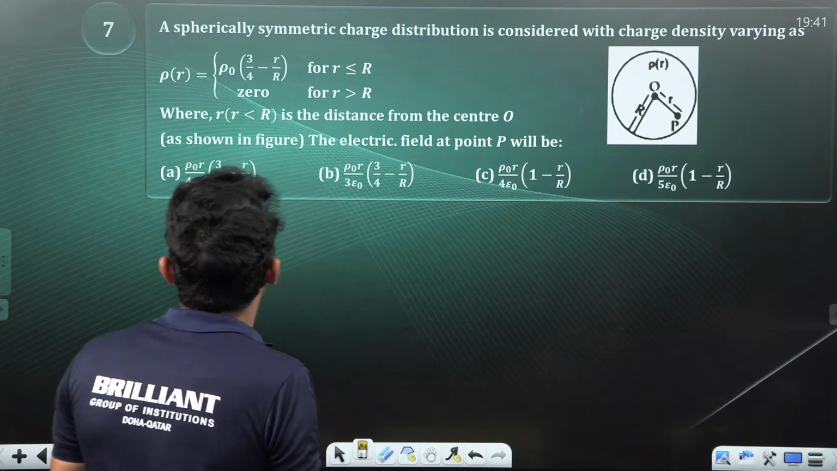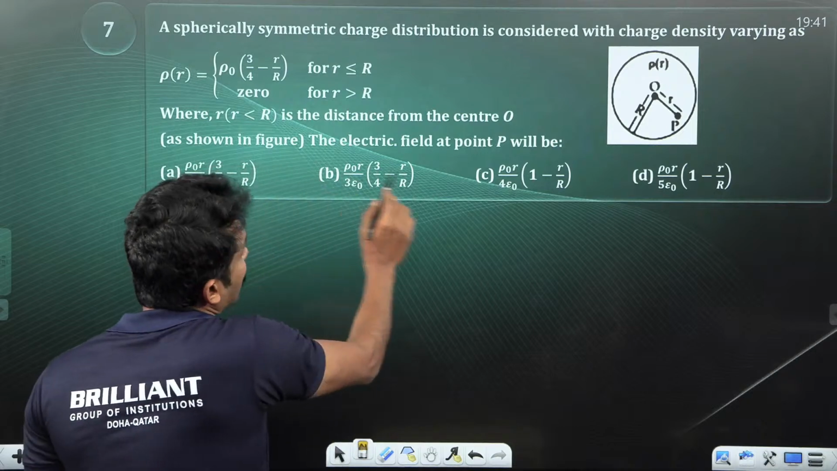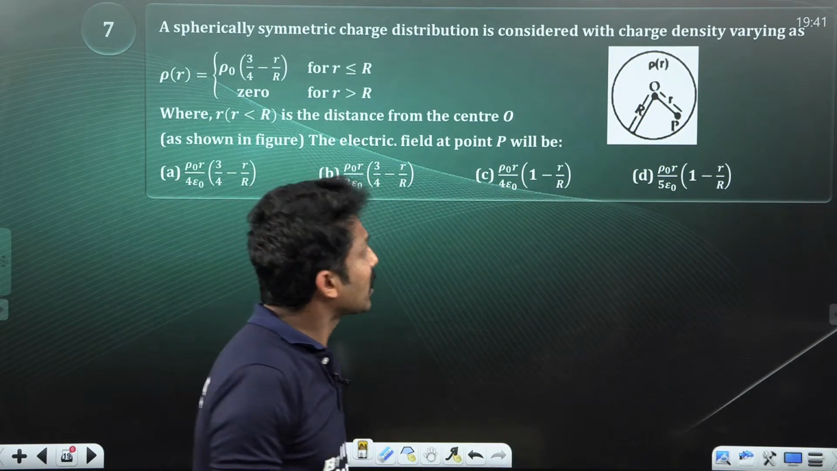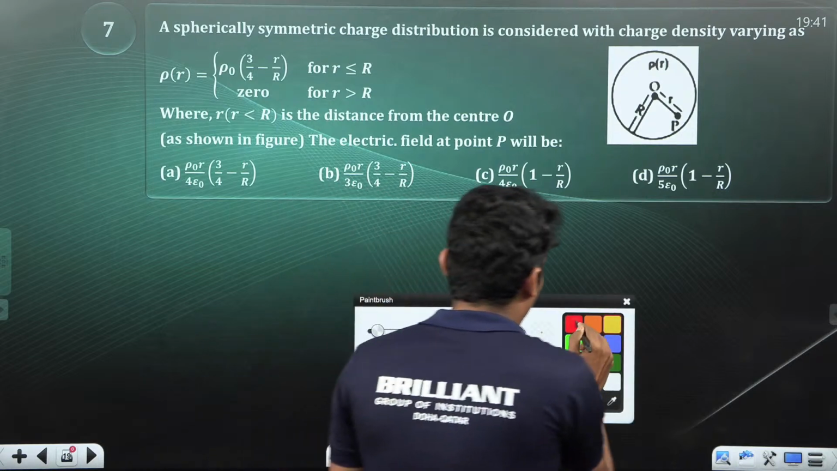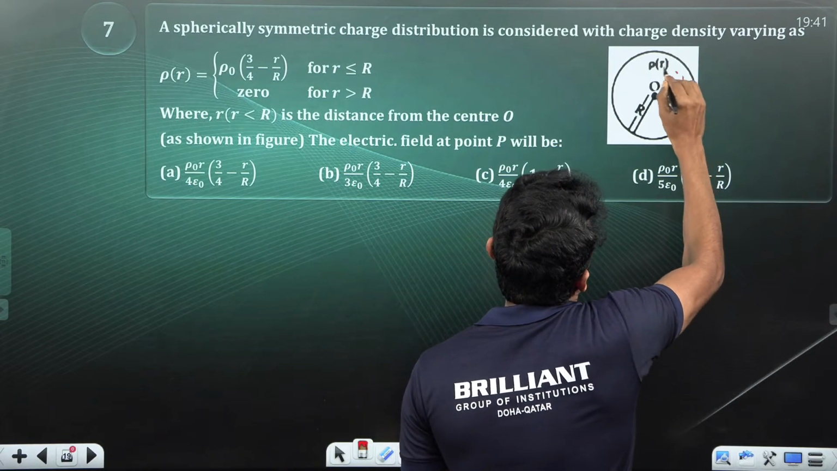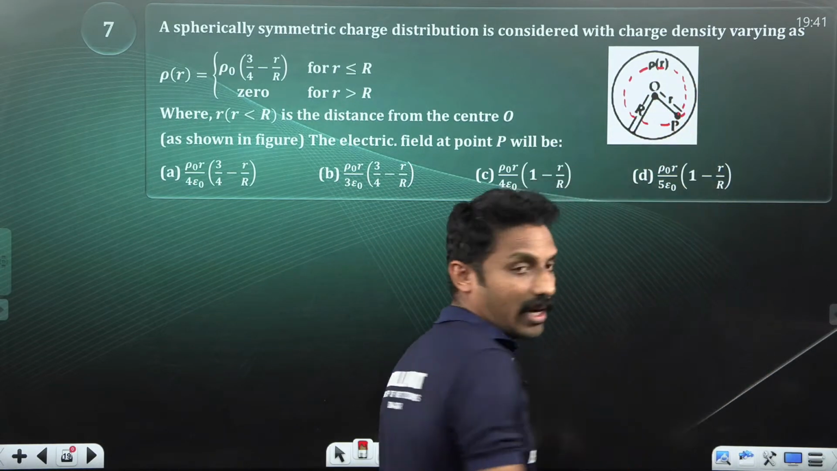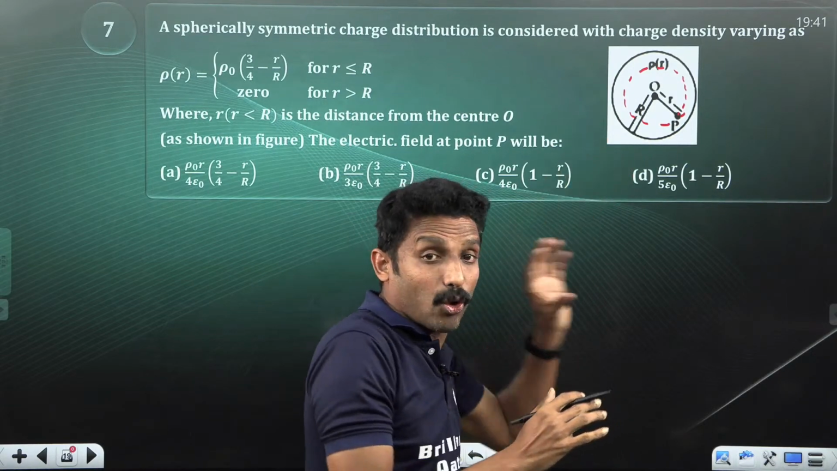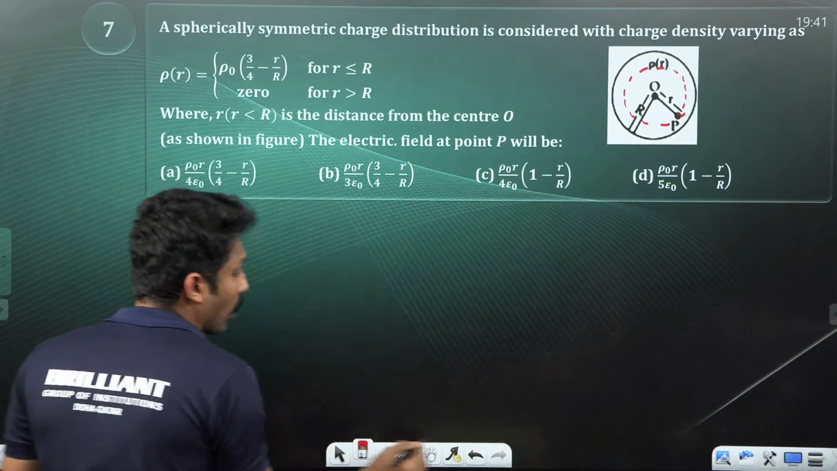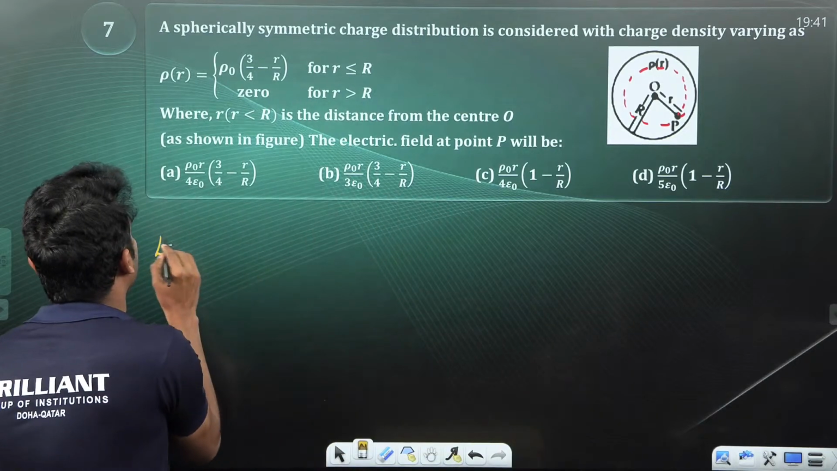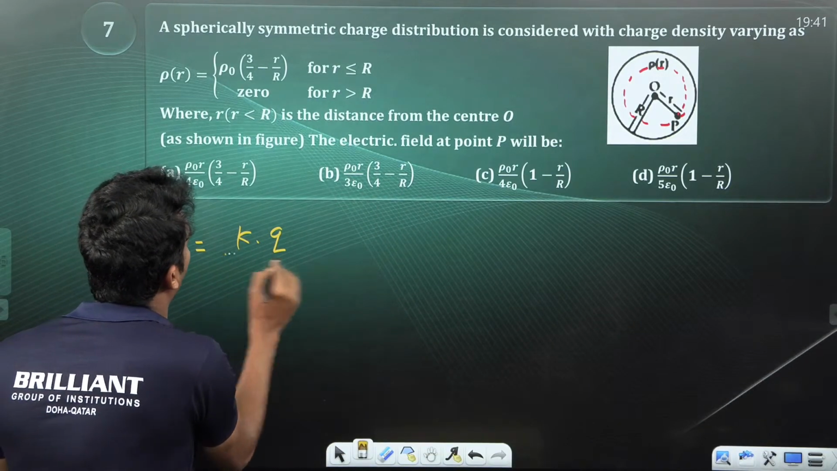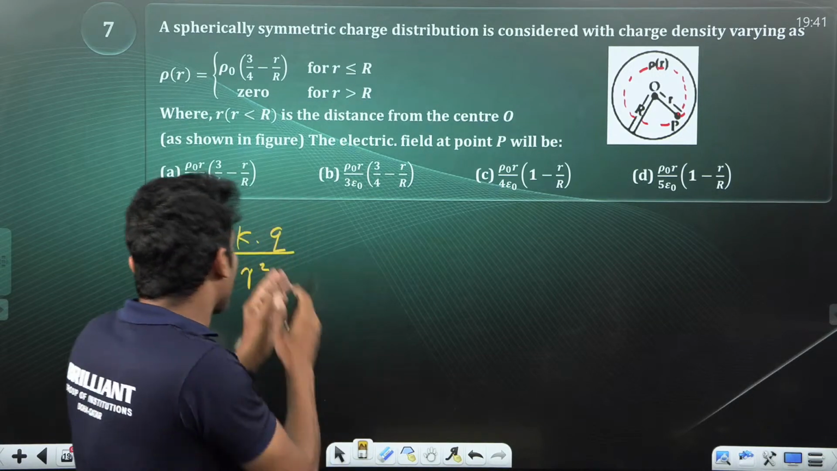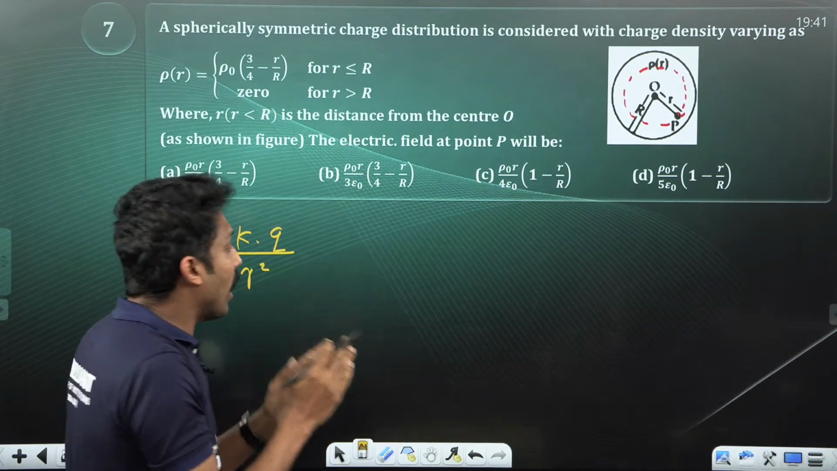The question is, at a distance r, there is a point P. What is the electric field there? See here, consider an inner sphere here, and let Q be the total charge. Then what is the field intensity value? E is equal to KQ divided by r square. Now the job is to calculate this Q. What is the Q value?